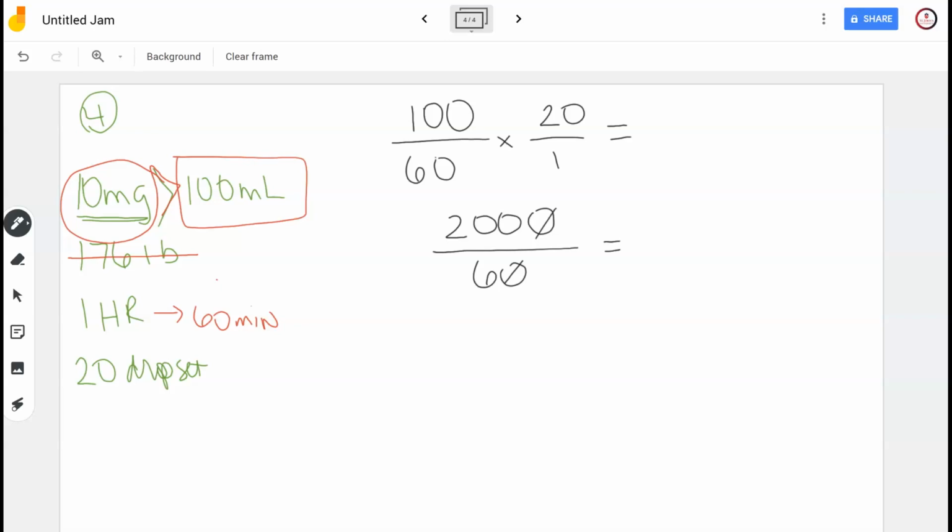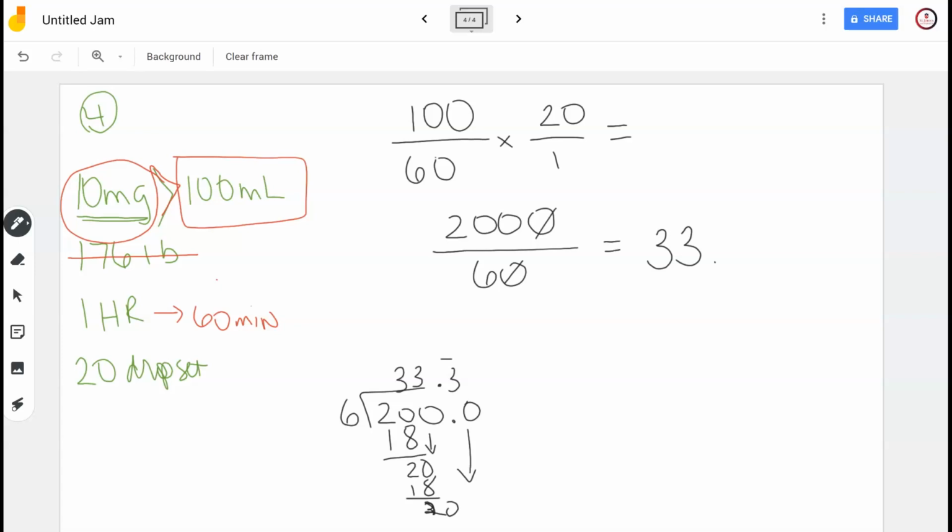Make it a little easier. Again, this is one that doesn't have really pretty math, so it's 6 into 200. 6 goes into 20 3 times. Decimal point goes up. This is 33.3 repeating drops a minute. There we go. Alright.